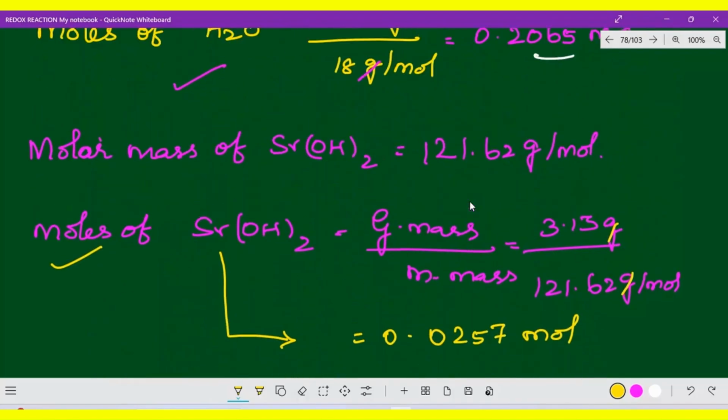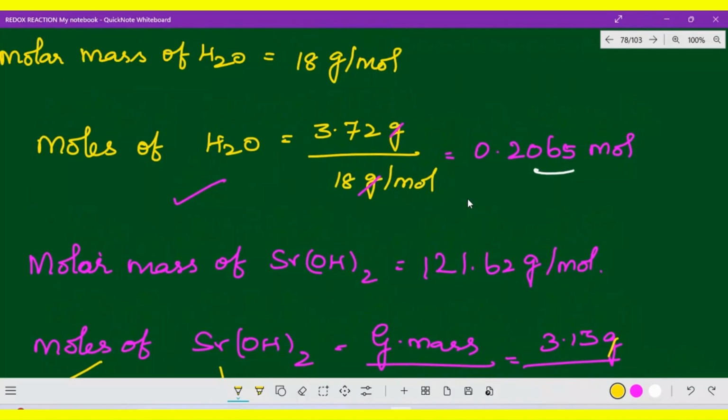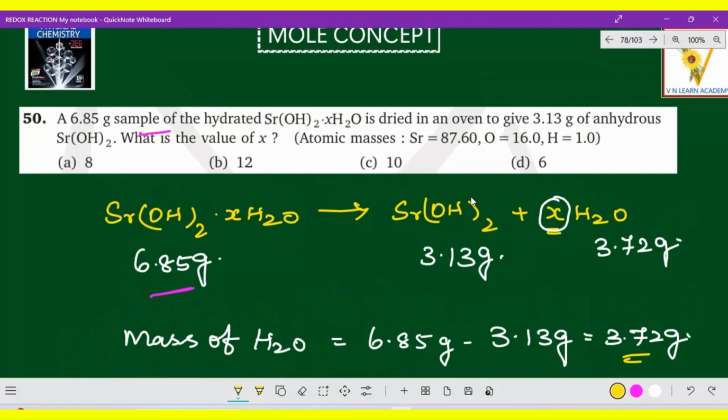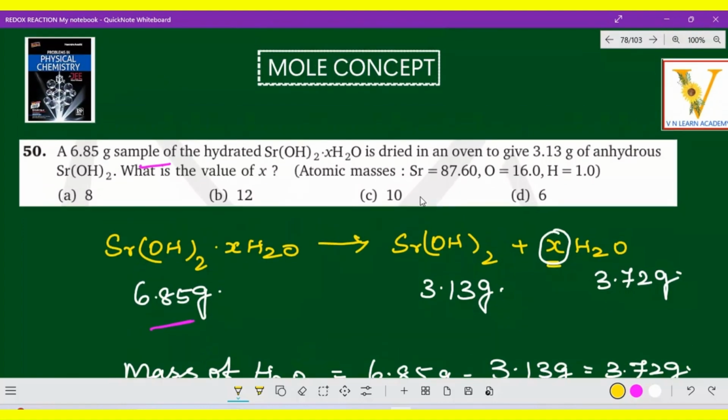Now the last sum, and this has a variation in the steps actually. This is also another method, right? I hope you got the clarity. So here we are finding the moles. They are also the same, but we follow a somewhat different method, right? So which is the correct option? Option A is the correct option, 8. Right, the hydrated salt, that X value, right?